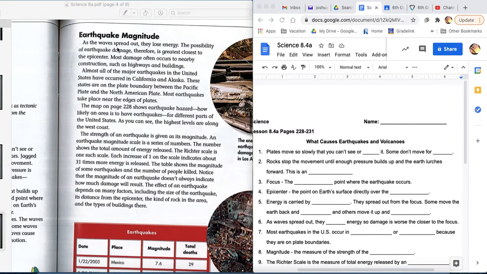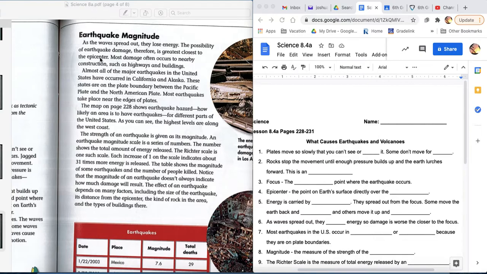Okay, as the waves spread out, they lose energy. So you got number 6 in your notes. The possibility of earthquake damage, therefore, is greatest the closest to the epicenter. Why we use the word epicenter here and not focus, guys, is we're not going to have damage at the focus because nobody lives in the focus.